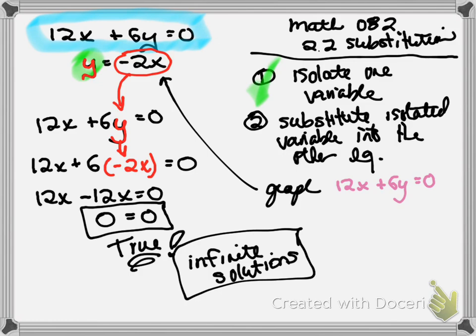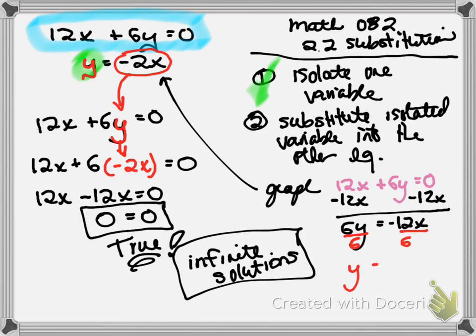Okay? So let's subtract 12x from each side. So we have 6y equals negative 12x. Then we divide both sides by 6, and we get y equals negative 2x. Oh my gosh! Isn't that exactly the same as our second equation?